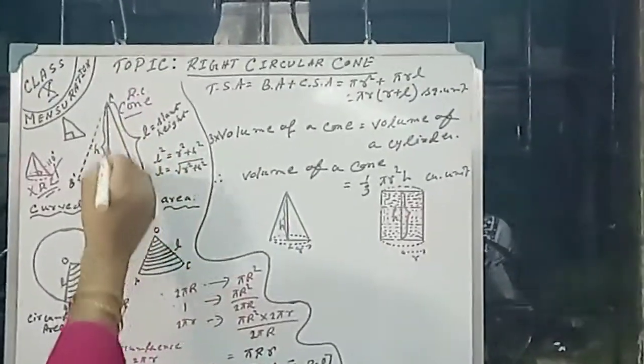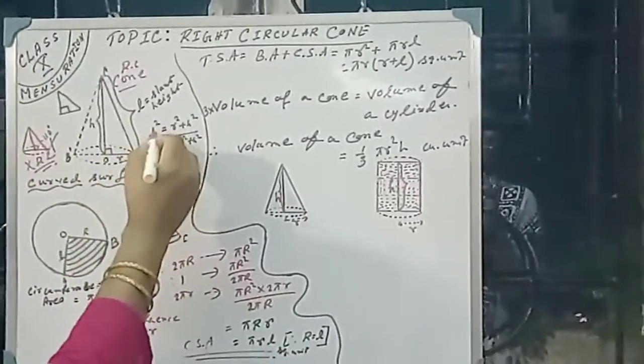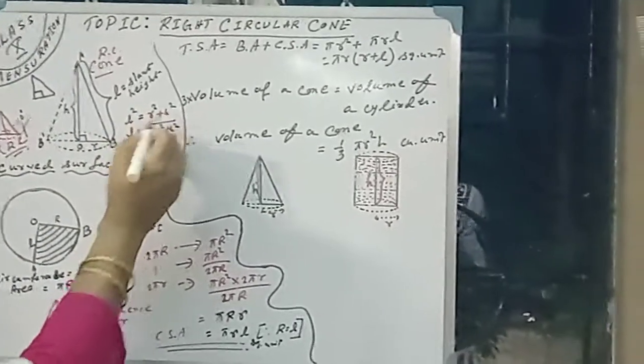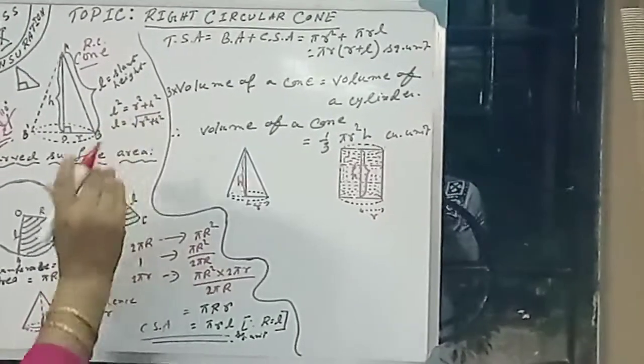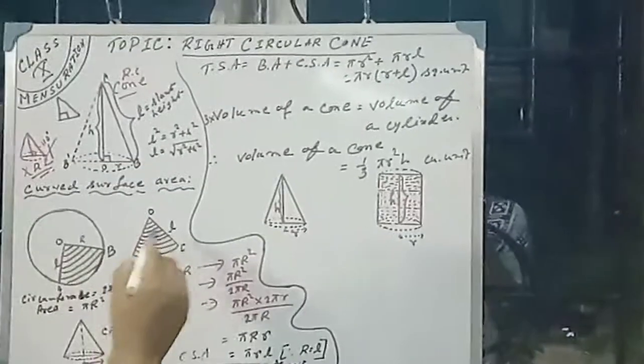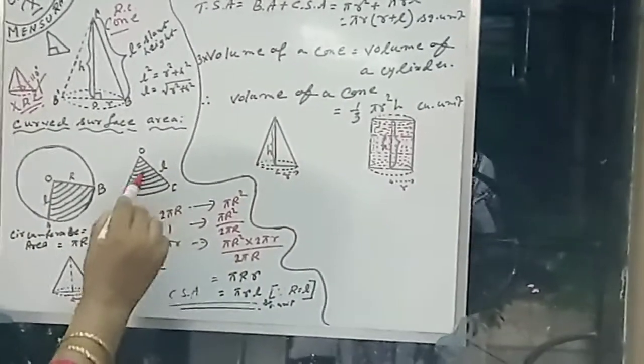This is a right angle triangle, so by the Pythagoras rule, we know L squared equals R squared plus H squared. So L is equal to the square root of R squared plus H squared. Now we have to find out the sector area of this part.